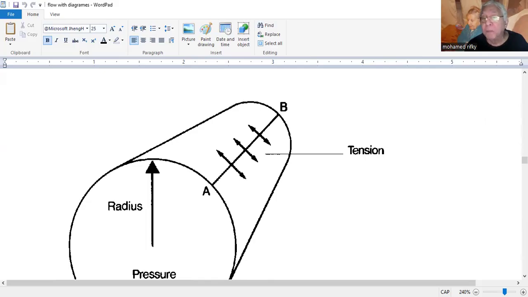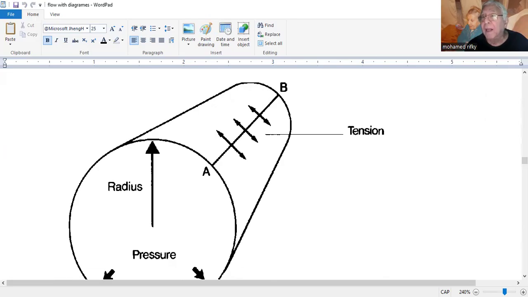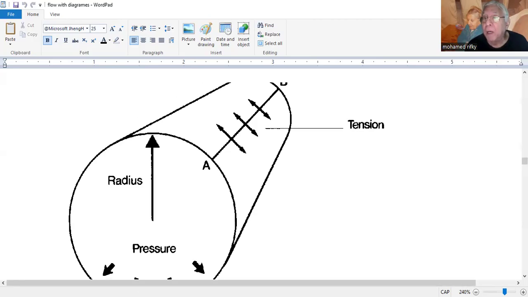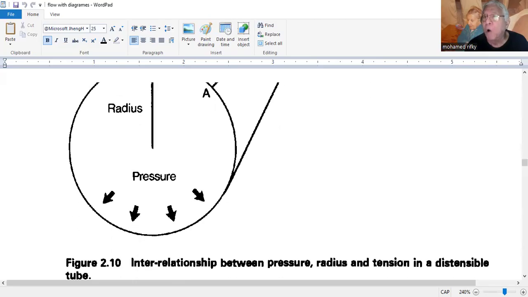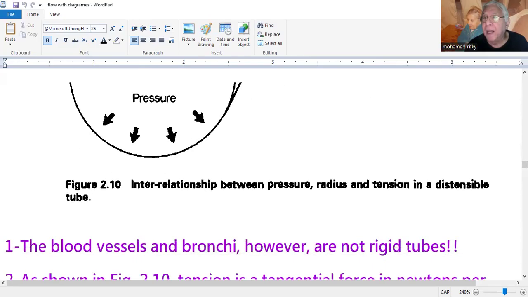This is the correlation for the pressure in a tube: pressure equals tension over the radius. So whenever the tension is decreased, the radius ought to be decreased also to preserve the pressure. But if the radius is decreased much more than the tension, the closing pressure will occur and will collapse the blood vessel. This also applies to the sphere.